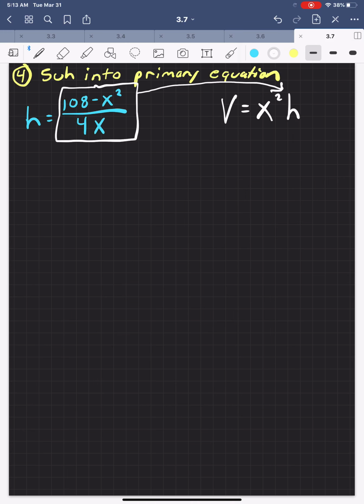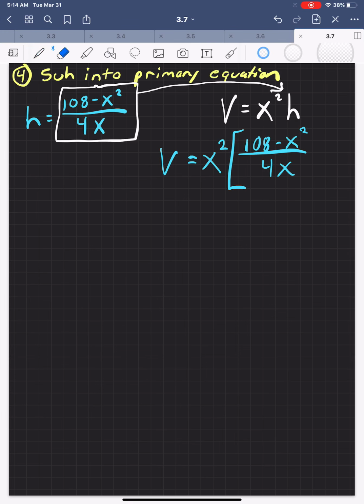And now I want you to take a look at what we have and appreciate what we have. So 108 minus x squared over 4x. Do you realize that we have done no calculus yet? Right? So let's appreciate what this is.